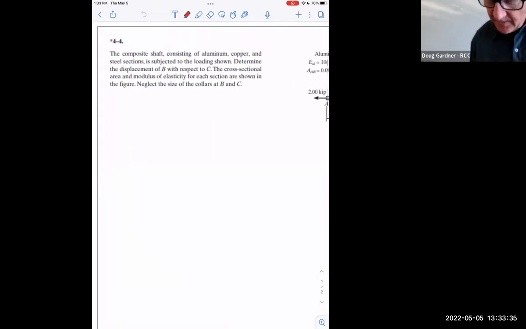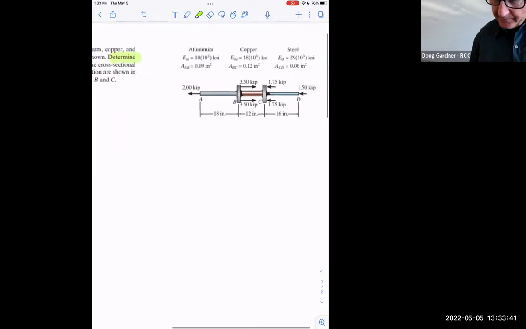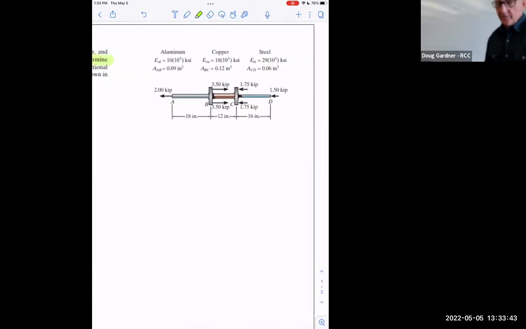It says determine the displacement of B with respect to C. In other words, here's this object, this bunch of pipes, with forces pushing and pulling on it. And notice they're really different: aluminum, copper, steel, all different materials. After you pull and push on it, of course, it's going to deform. It's elastic material, so it's going to deform.